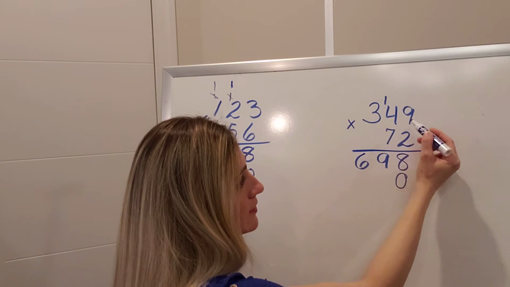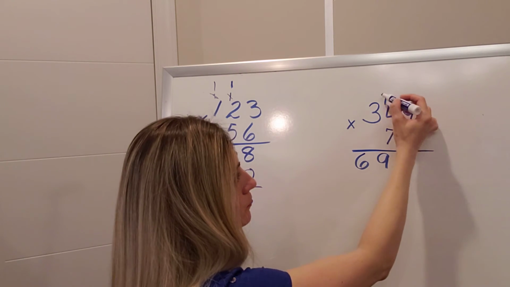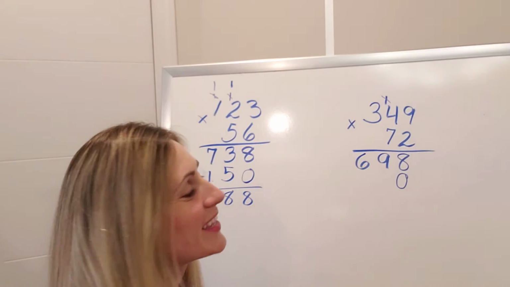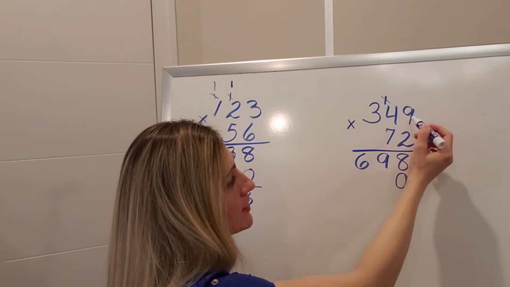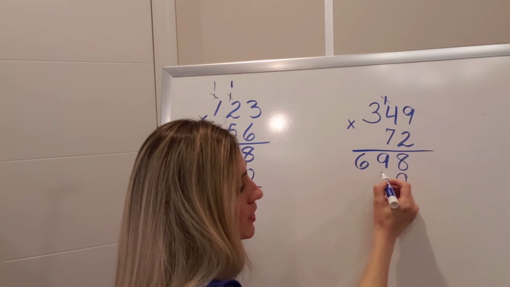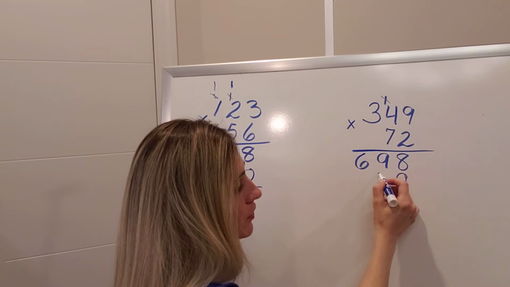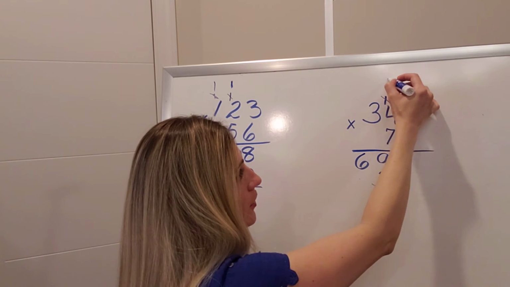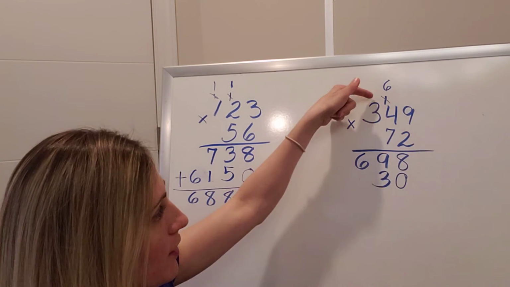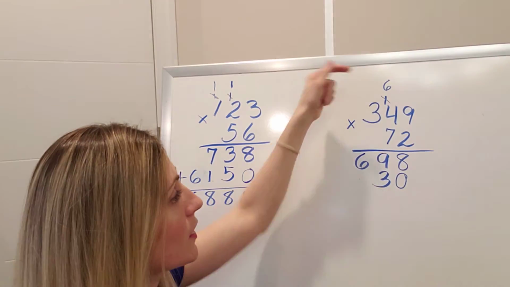So 7 times 9 is your 63. Oh, I didn't cross this off, did I? There's your 1. Cross it off. 7 times 9 is 63. Don't write 63 here. You write the 3 and you carry the 60 above your crossed off 1.